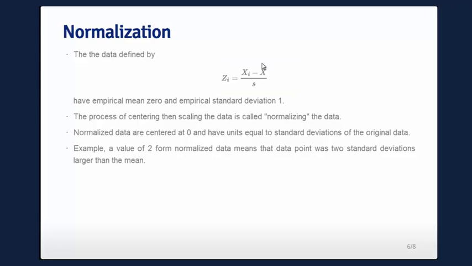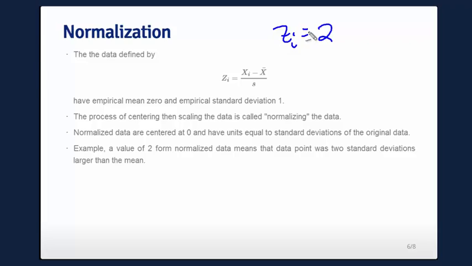So if zi equals 2, then that implies that zi was 2 standard deviations from the empirical mean. Standardization is often very useful to get unit-free quantities to compare across different measures.